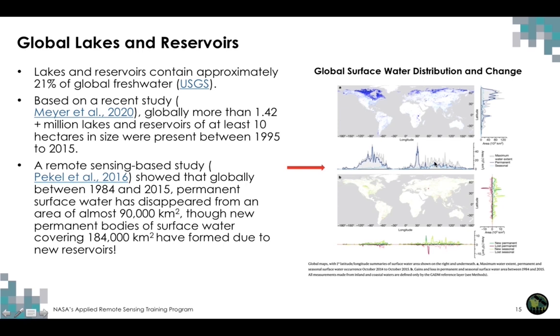This shows permanent water with latitude and longitude. These red lines show disappearance of permanent water, and the green lines show addition of new reservoirs or permanent water.